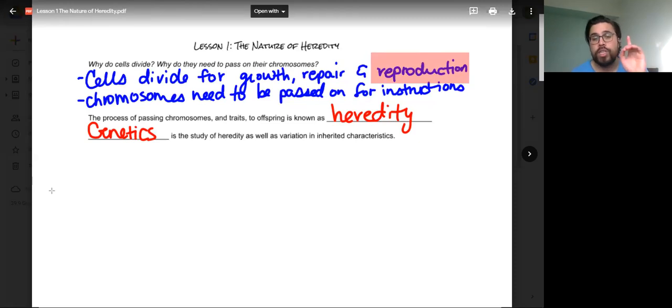The chromosomal information or our genetic information needs to be passed on for those instructions to continue to be followed by that cell. A cell uses its DNA or its genetic code to be told the instructions that it needs to carry out functions for life. So the idea of passing on chromosomes and traits is known as heredity. Heredity or genetics as a whole is the study of how that chromosomal information is passed on, as well as the variation in the inherited characteristics.